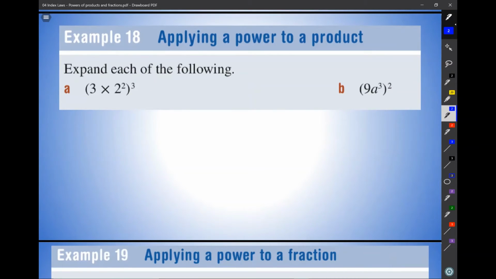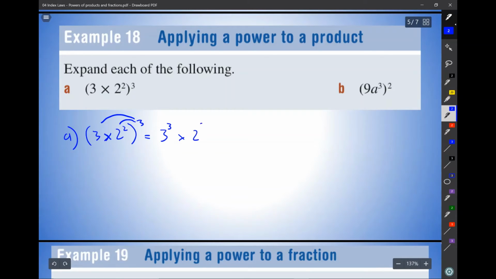So here are a couple of examples for you to practice that. I'll do the first one. We've got 3 times 2 squared, all to the power of 3. So remember, we just attach now the power of 3 to both our numbers inside the brackets. 3 cubed times 2 squared times 3.